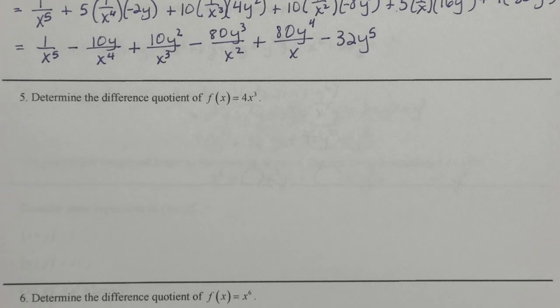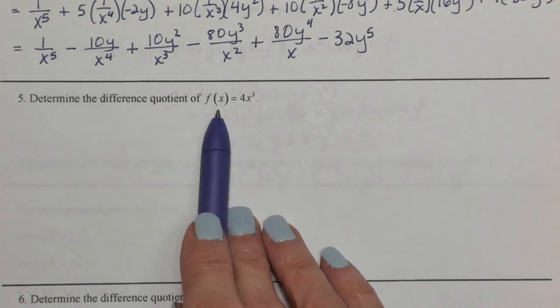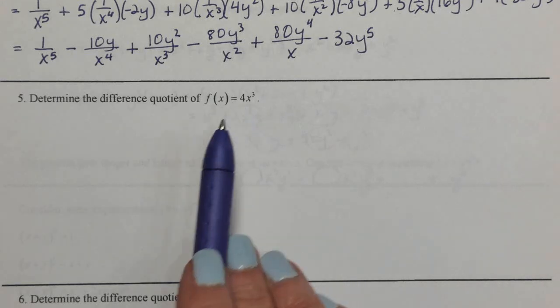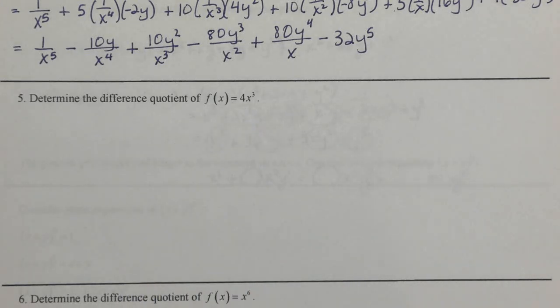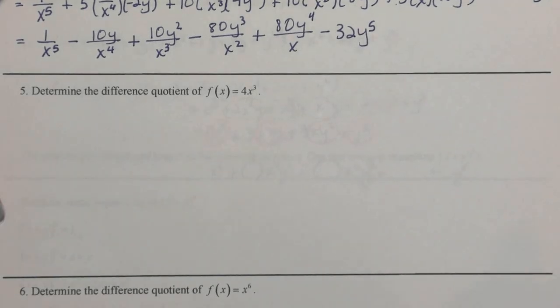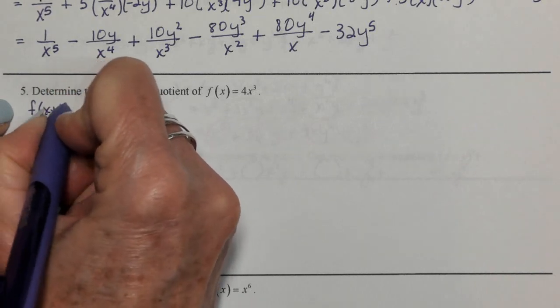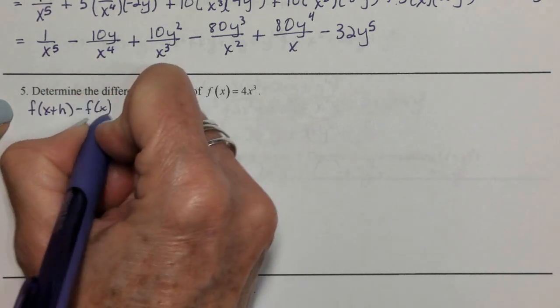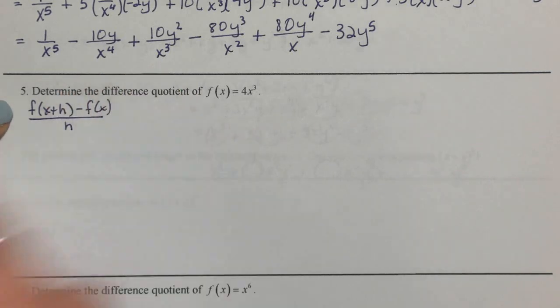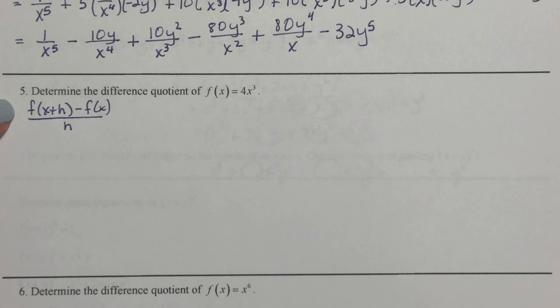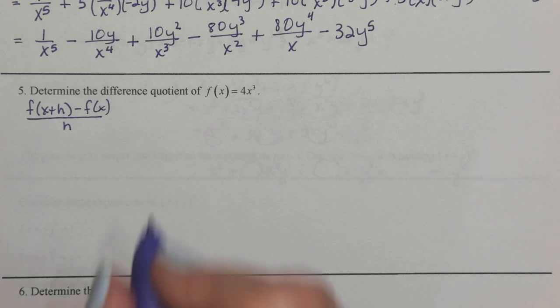Okay, another thing that we could ask you. What is the difference quotient of f of x is equal to 4x cubed? The difference quotient is a flashback to our very first unit of the year. The difference quotient is f of x plus h minus f of x all divided by h. The difference quotient is what we begin calculus with. Right after limits, we begin calculus with this.